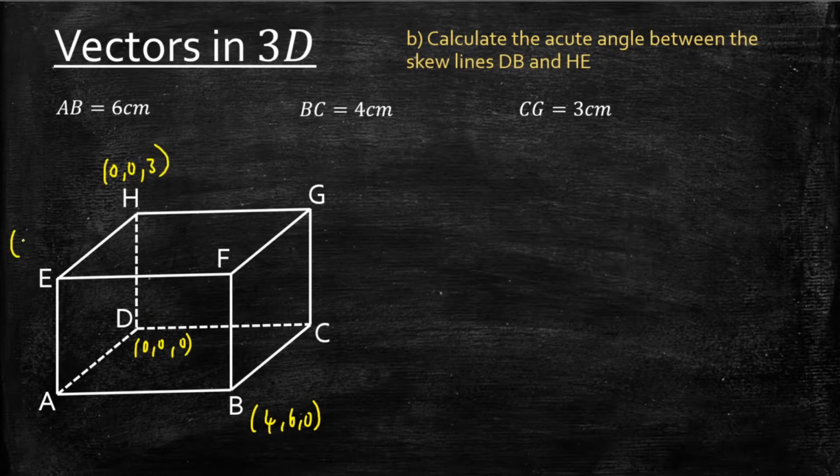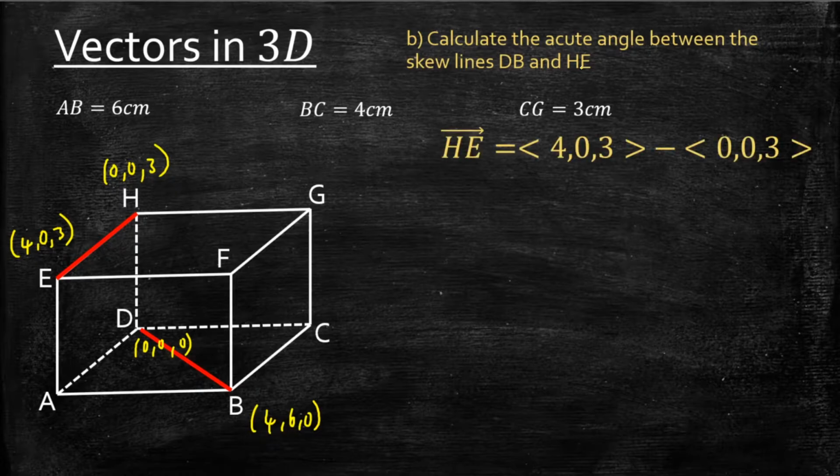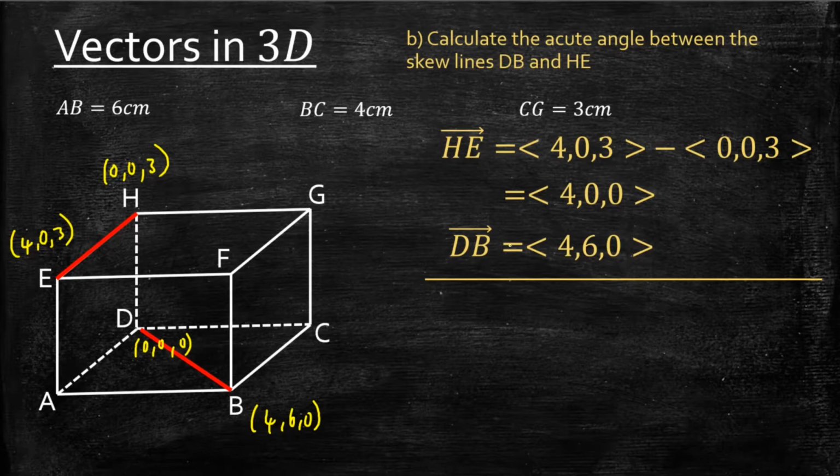And E is going to be 4 across, 0 in the y direction, 3 in the direction up there. What we need to do now is figure out what the vectors dB and HE are going to be. We're looking for those two vectors. So for vector HE, we're going to do vector E subtract vector H, and that gives us 4, 0, 0. And vector dB from the previous question is 4, 6, 0.